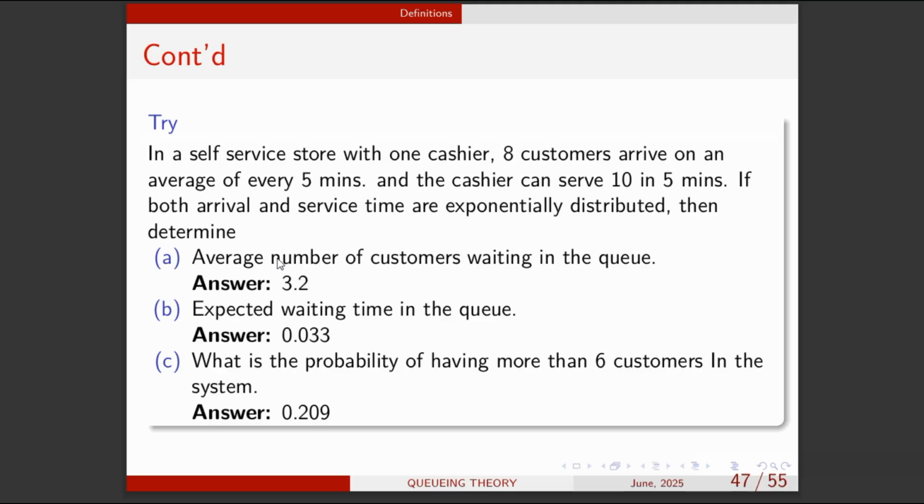Okay. So they want you to find the average number of customers waiting in the queue. So the answer is this. And the expected waiting time in the queue, the answer is this. What is the probability of having more than 6 customers in the system? So the answer is this. So take your time, pause the video and try this for yourself, right?